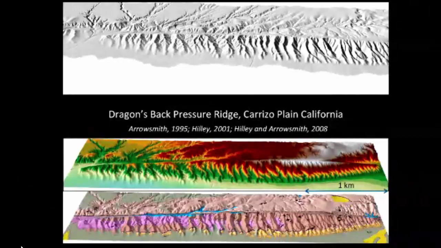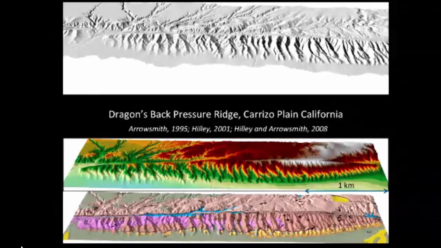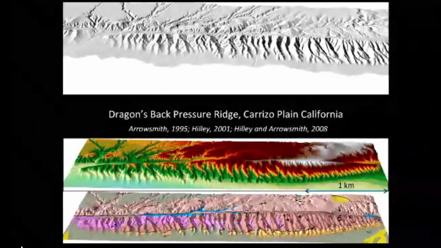And what you can see, this is what I saw when I was in grad school, I was like, it looks like something systematic, right? Look at this tight, high drainage density here, very steep. And then as you go this direction, the drainage density decreases, the drainages are getting bigger. And also the whole thing diminishes in elevation. So that was the geomorphic observation.